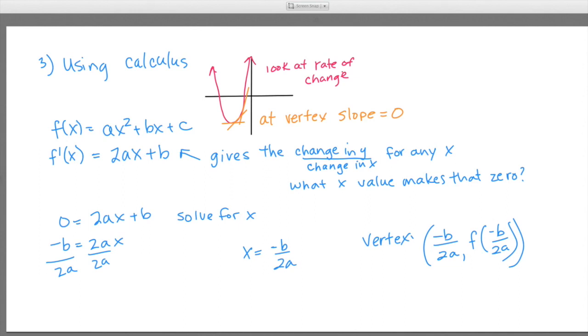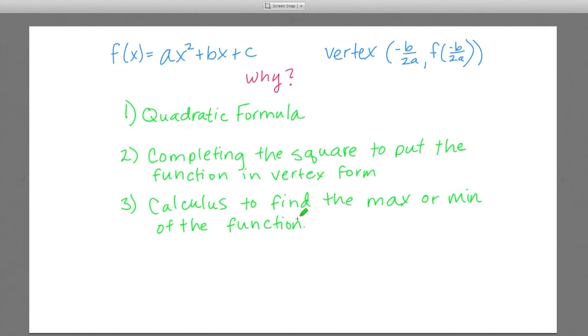So we looked at 3 different ways: the quadratic formula, the regular equation in vertex form, and using calculus. Now you can say why the x-coordinate of the vertex is negative b over 2a.